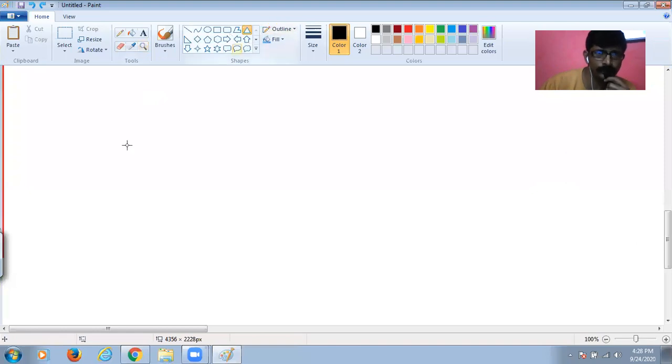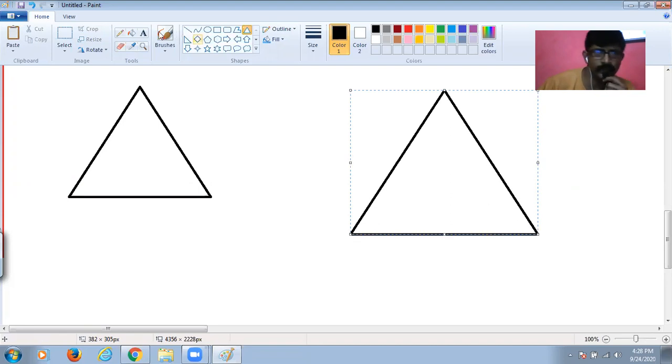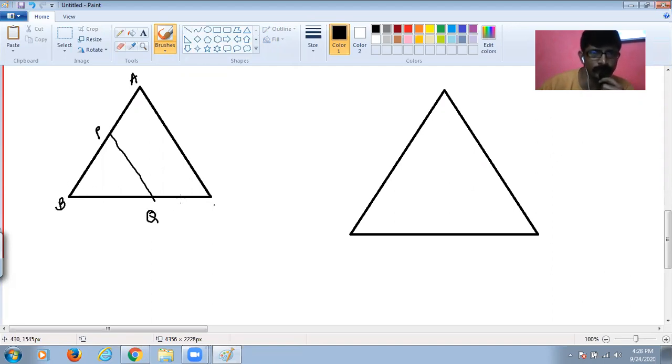Your triangle could be drawn like this or like this. In that case, what can happen? Suppose P is a midpoint of AB and Q is the midpoint of BC. So what can we say over here? We can say PQ is half of AC and PQ is parallel to AC. It is not necessarily always like this only. It can be like this also, isn't it?